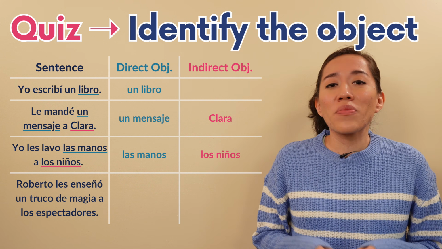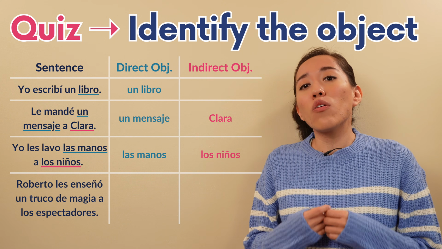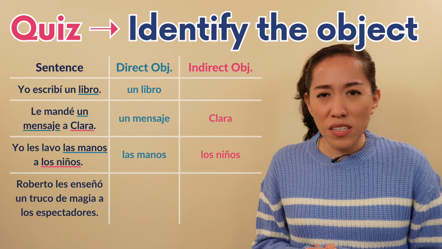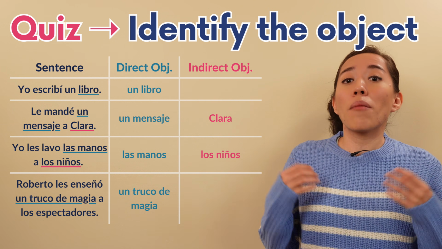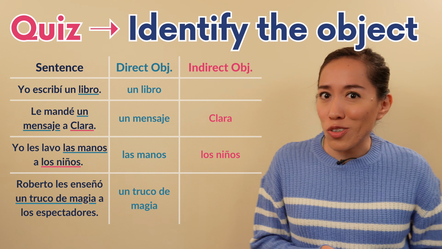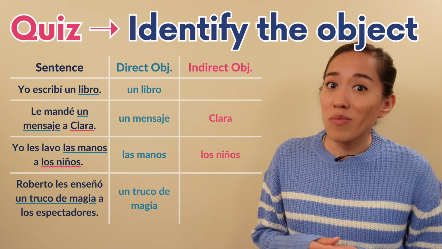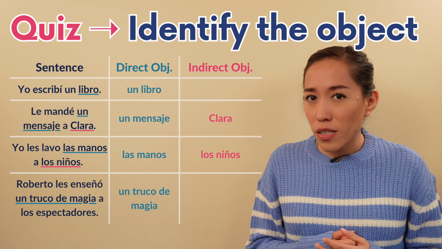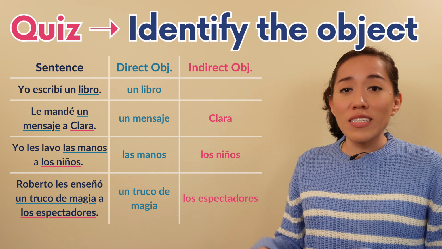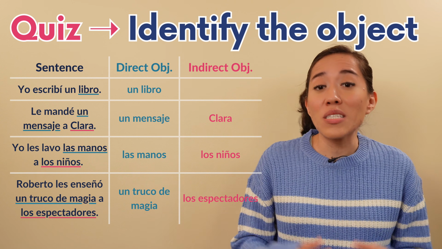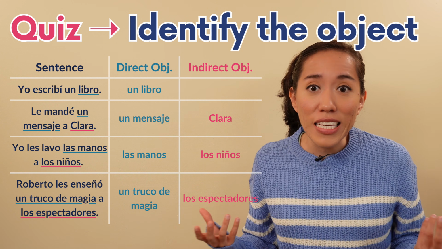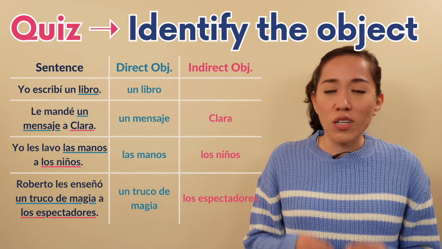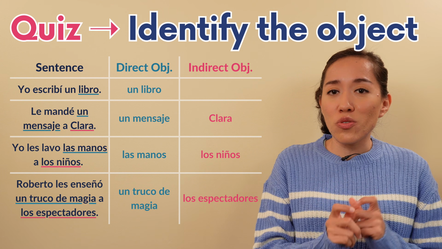The last example. Roberto les enseña un truco de magia a los espectadores. What is Roberto showing? Un truco de magia, a magic trick. All of that, un truco de magia, could be replaced with lo. Way shorter, right? So, to whom is Roberto showing this magic trick? A los espectadores. A los espectadores can be replaced with le. Roberto les enseña un truco de magia. Check how concise and shorter your sentence can become when you know how to use these pronouns.